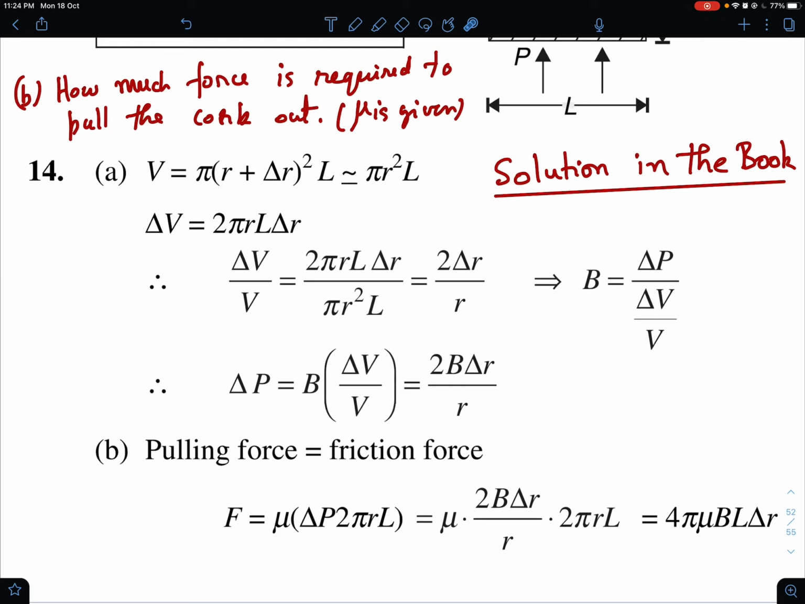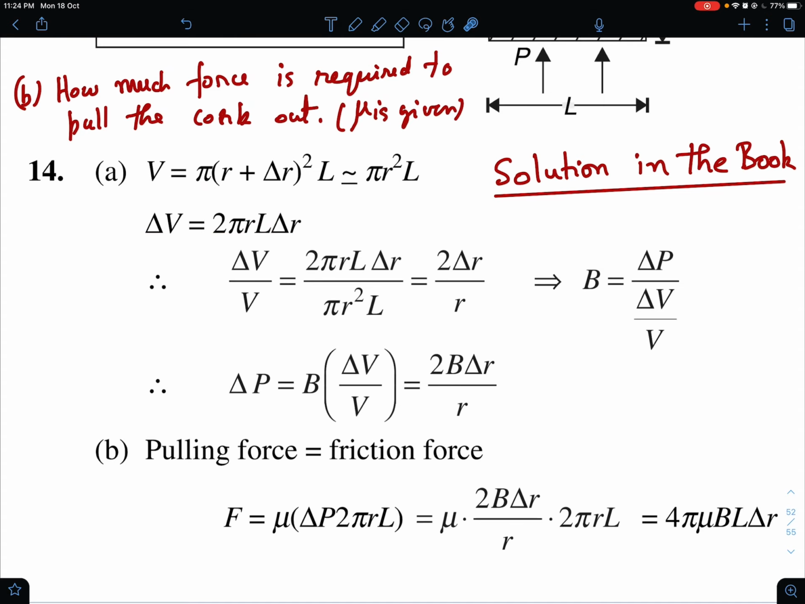Then what about the change in volume? Since I have squeezed it by delta r, and the curved surface is 2 pi r L, this curved surface is 2 pi r L, and this goes in a little bit by delta r, so this is also fine, right?